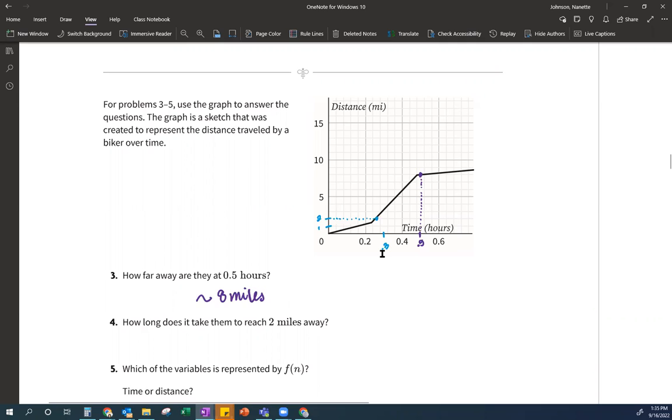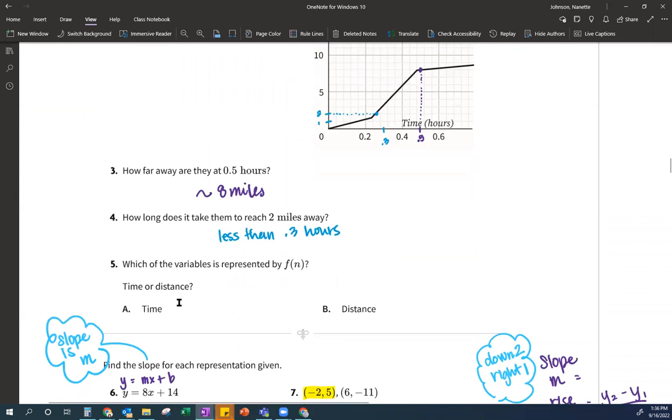So I'm going to put less than 0.3 hours. If you want to get more exact than that, that's fine. But really right here, because it's not going to be an exact thing, it's less than 0.3, more than 0.2. So any answer that you give me in between there is going to be a pretty good approximation.